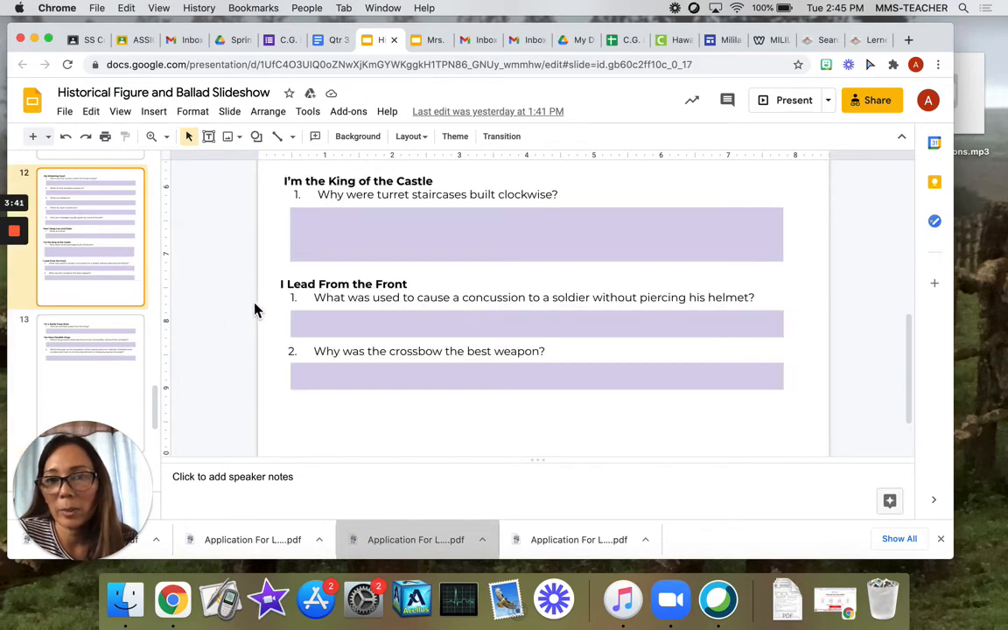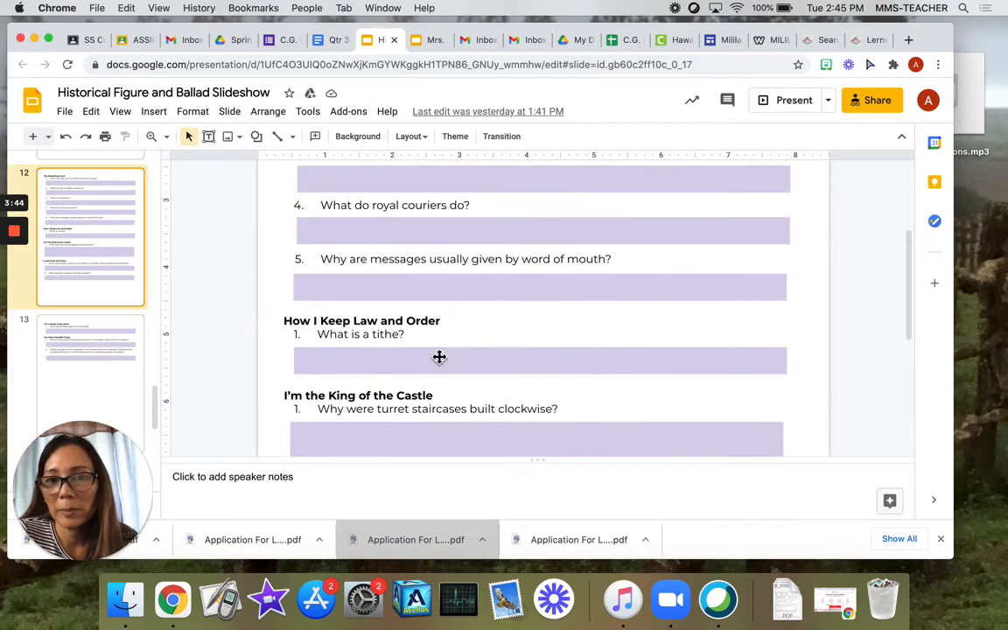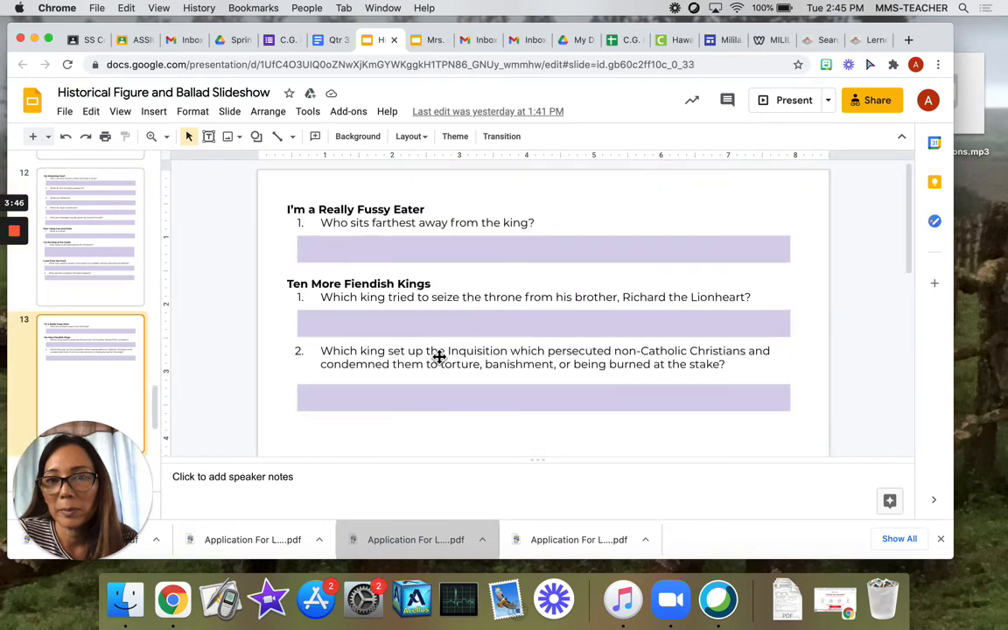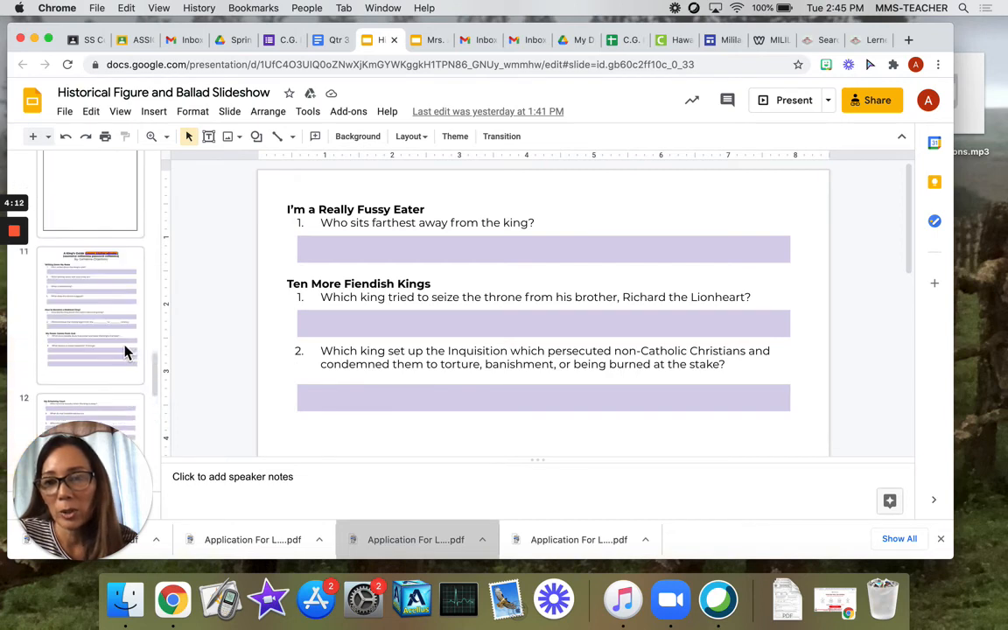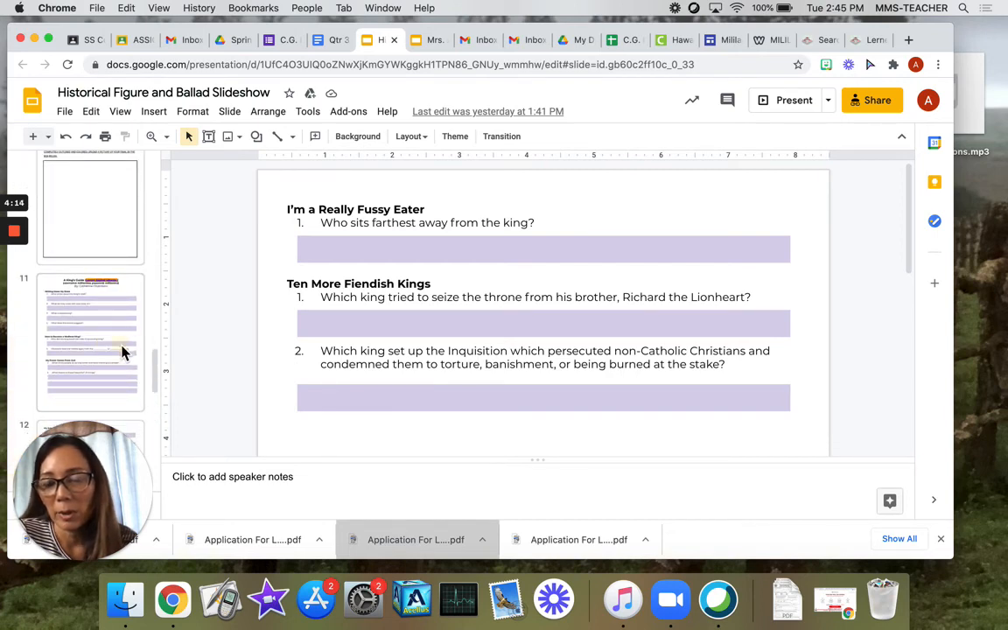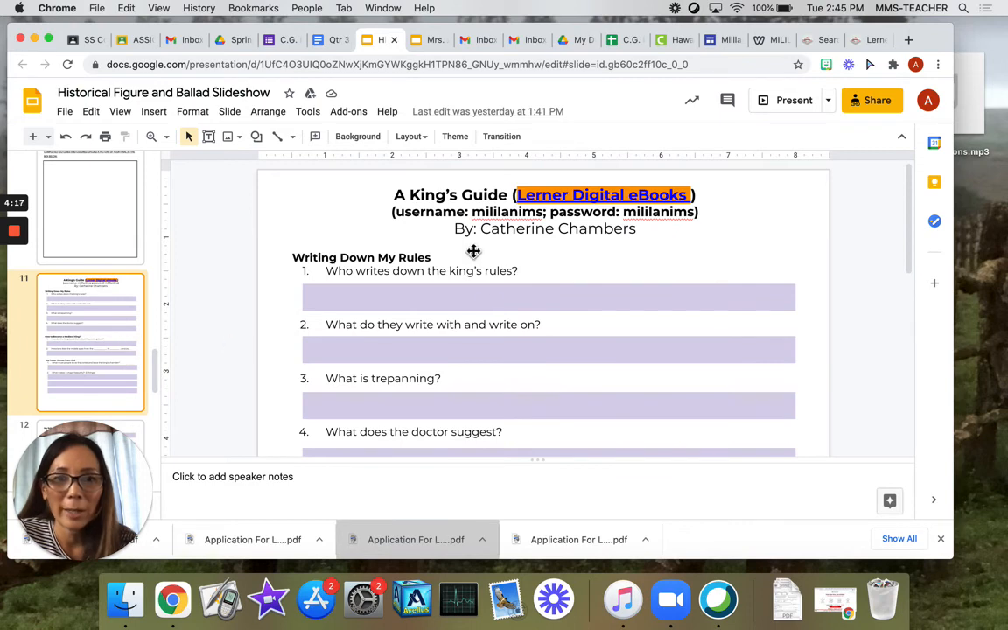Let's see, I think I missed something here. Slide 13. I'm a really fussy eater. Who sits farthest away from the king? And last, 10 more fiendish kings. Which king tried to seize the throne from his brother, Richard the Lionheart? 2, which king set up the Inquisition, which persecuted non-Catholic Christians and condemned them to torture, banishment, or being burned at the stake? So these are the questions that you're going to answer as you read A King's Guide.